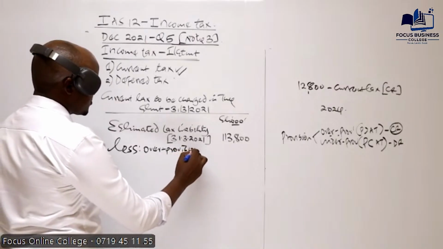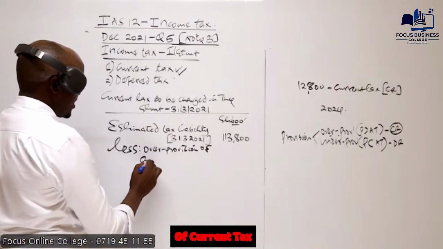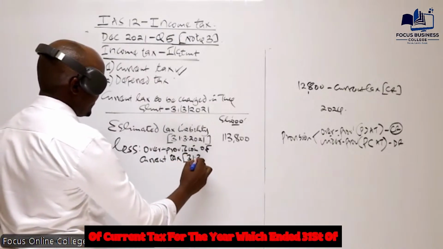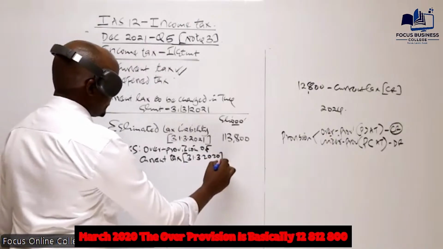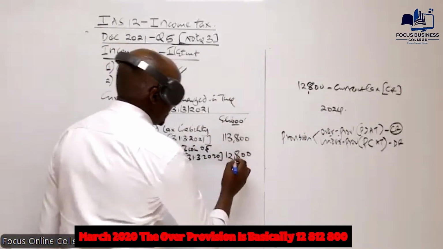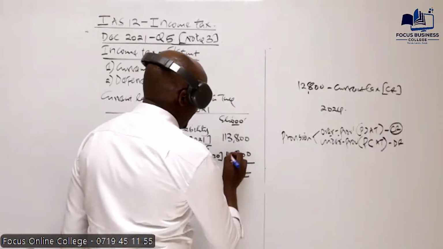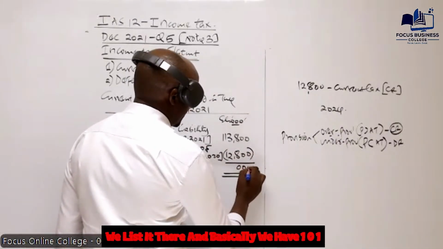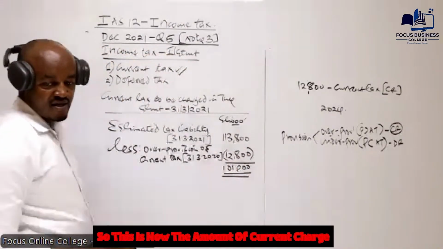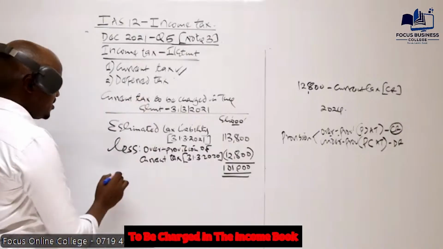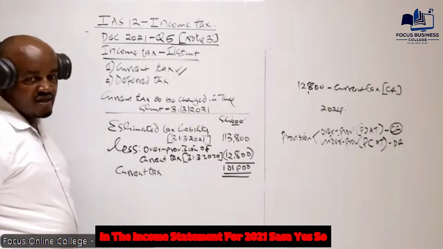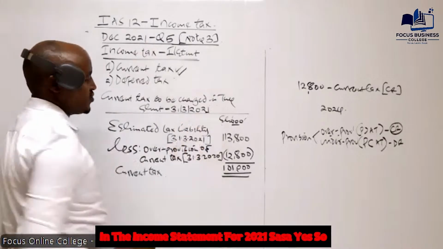Over provision of current tax for the year which ended 31st of March 2020. The over provision is basically 12,800. We less it there. And basically we have 101. So this is now the amount of current tax to be charged in the income statement. This is the amount of current tax to be charged in the income statement for 2021.